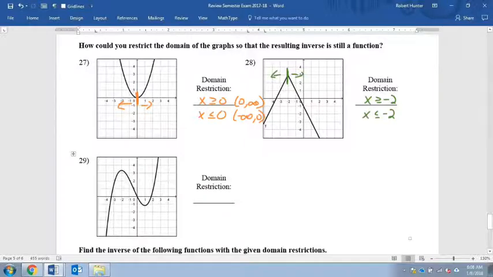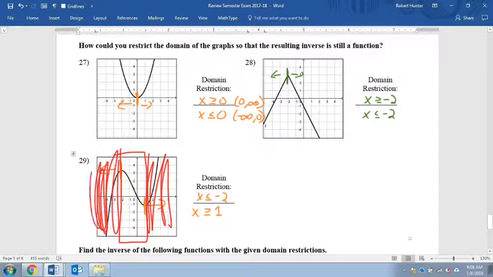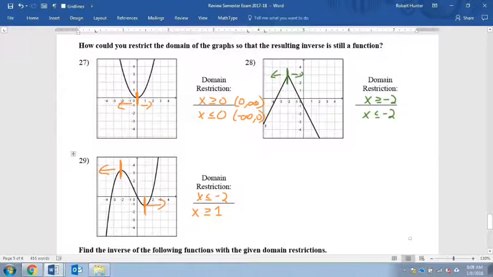All right, 29. Now this one I can restrict three ways, because I have two vertices. I have one right there at -2, and one right there at +1. So I can go to the left of -2, x is less than or equal to -2, ignore the rest of this and only deal with that. I can go to the right of 1, x greater than or equal to 1, and that ignores all of this. Or I can do the area in between, which would ignore everything to the right and everything to the left.